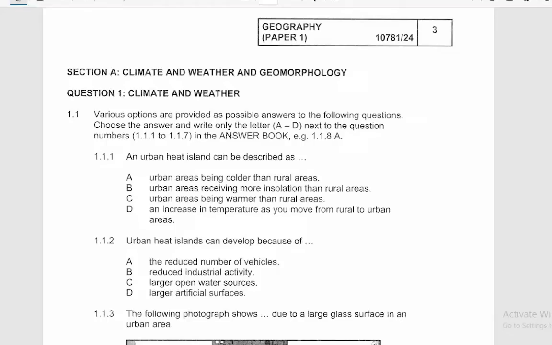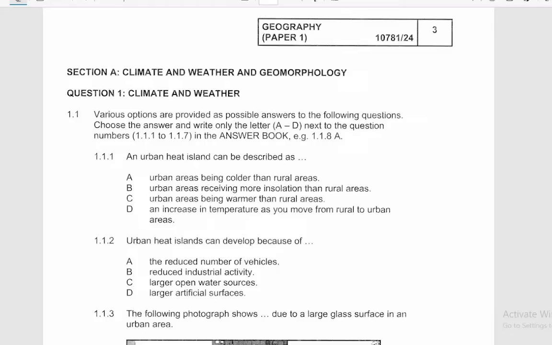So that concept of the differences in temperature between an urban area and a rural area is what constitutes what we call an urban heat island. It's only a matter of temperature. We are worried about the average temperature of an urban area compared to a countryside or a farmland.